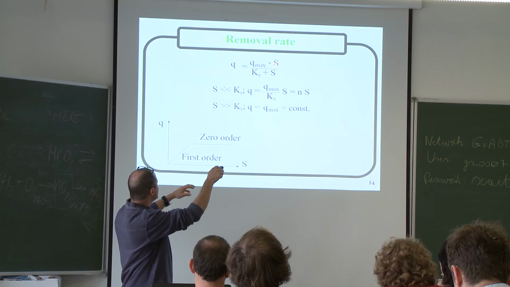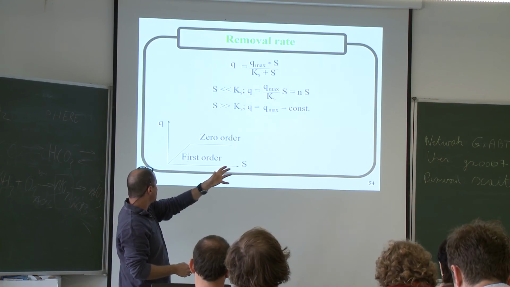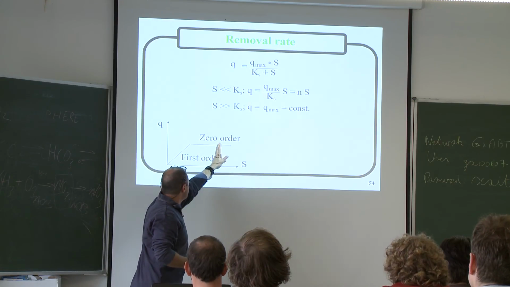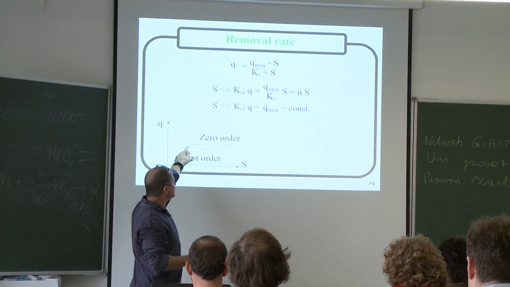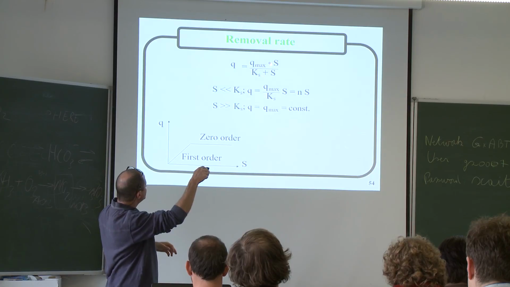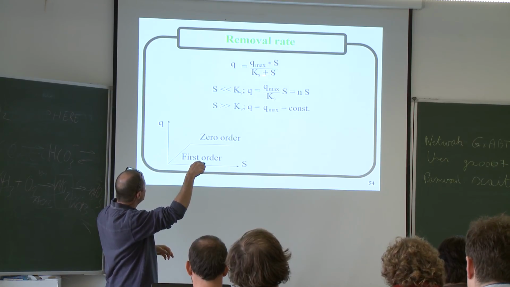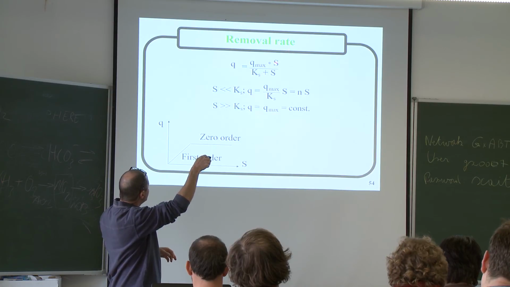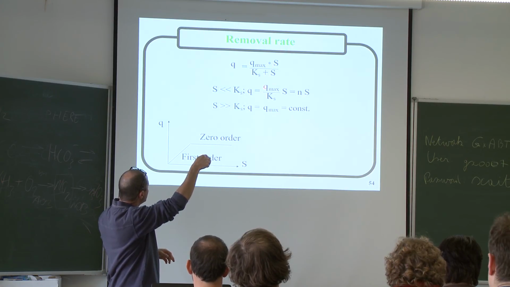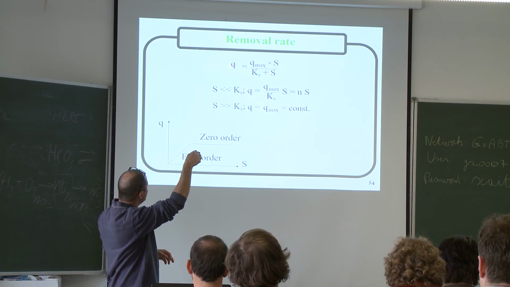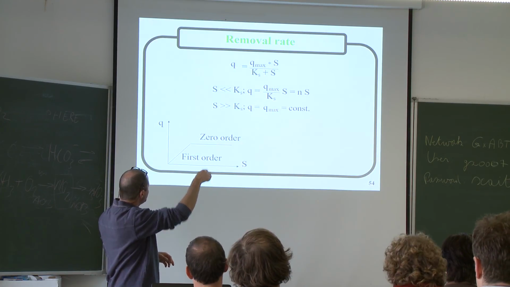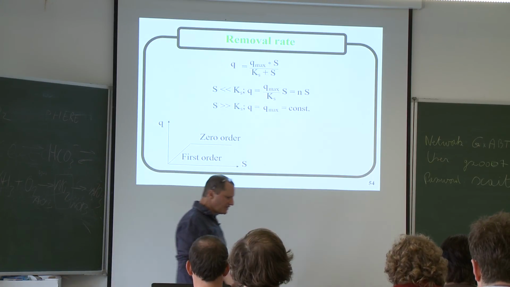If the substrate concentration is higher, which is more intuitive, then we get the maximum rate. Why? Because if the substrate concentration is high, then Ks can be eliminated, the substrate terms cancel out, and the rate equals Qmax. You can see it here. That's important again to remember.